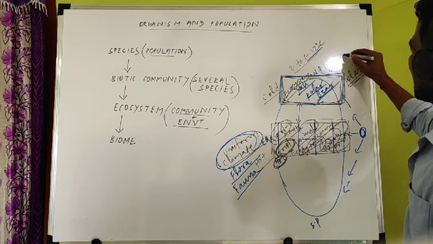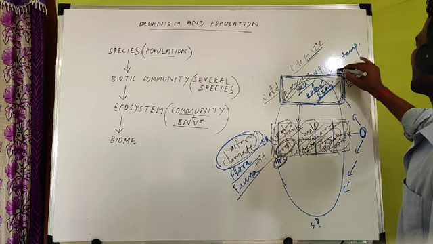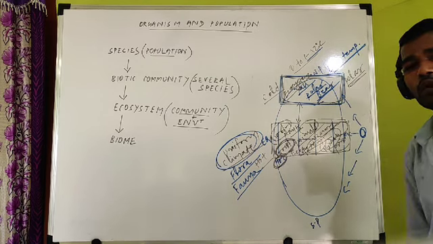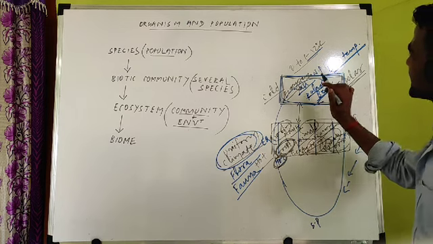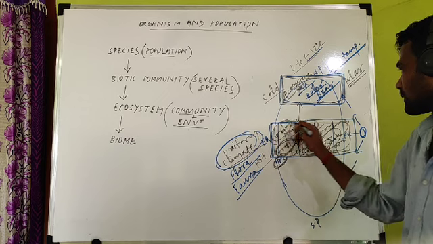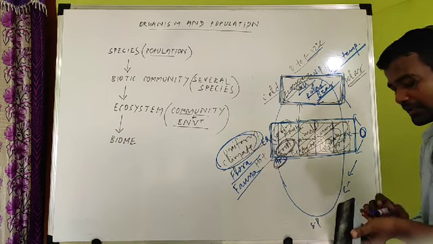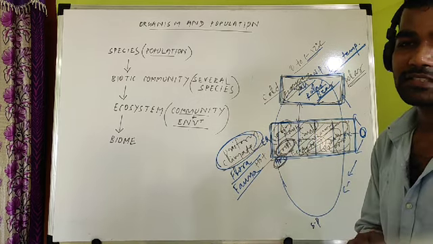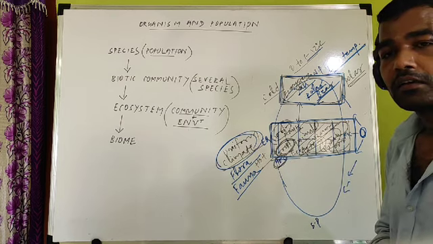Those plants and animals which need low temperature can be kept here. But if you come to this region, this is the hot biome. In this biome, what happens? You can find only the hot things present here.